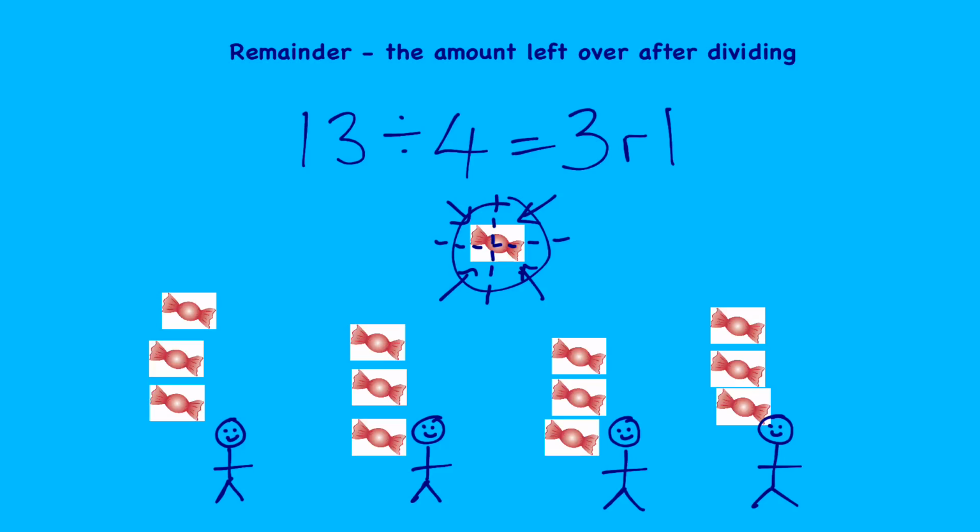So we can see here that the one remainder out of the four that we were sharing between in the first place is how we get 3 1/4 as our final answer. So we can either say our answer is 3 remainder 1, or we can say our answer is 3 1/4.